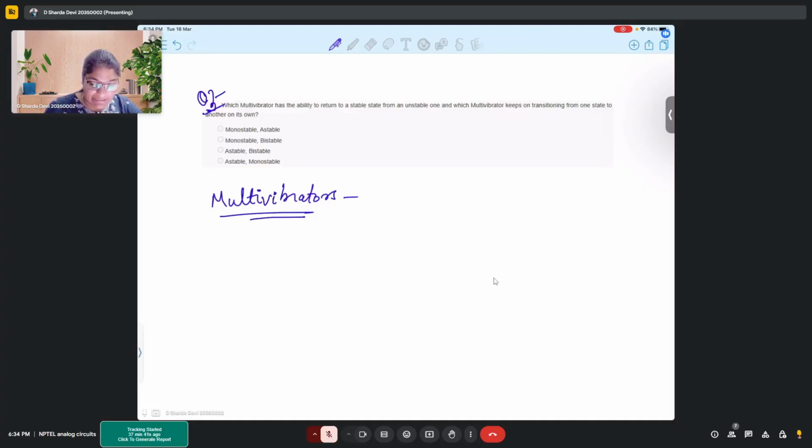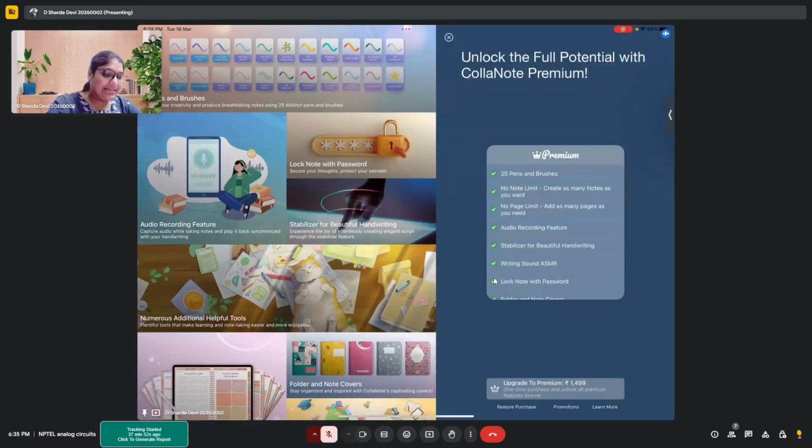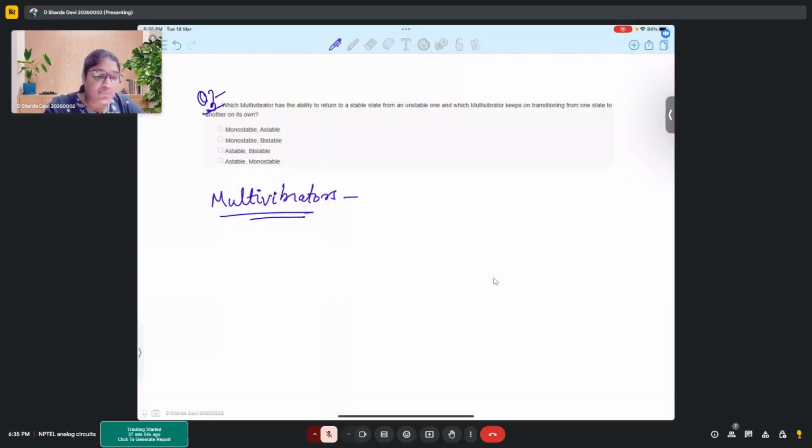So see, multivibrators are also circuits similar to oscillators. Through multivibrators also, what you can get are either square waves or pulses, and it depends on what type of multivibrator it is. Mostly there are two types of multivibrators. One is the astable multivibrator and another is the monostable multivibrator.